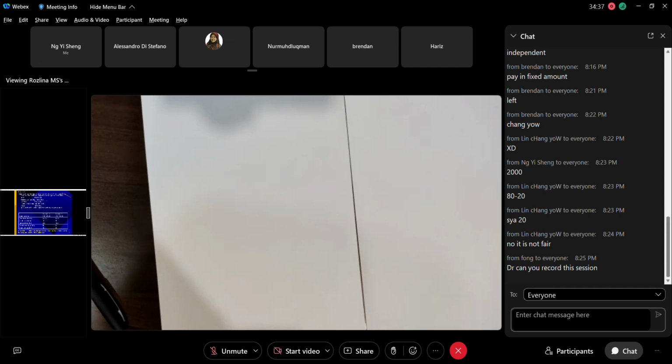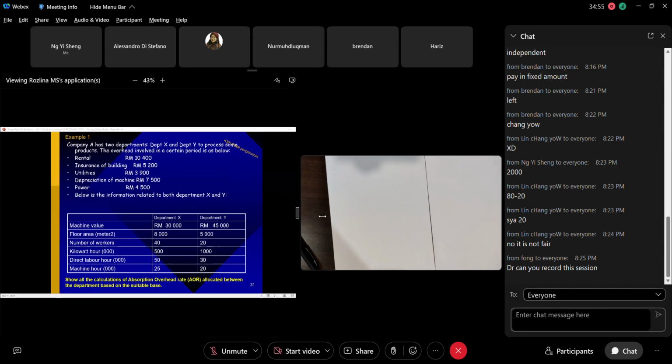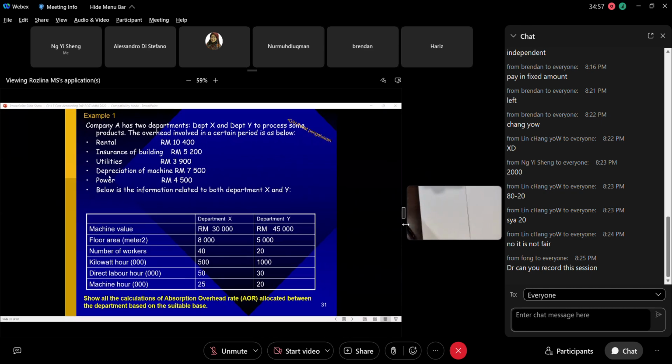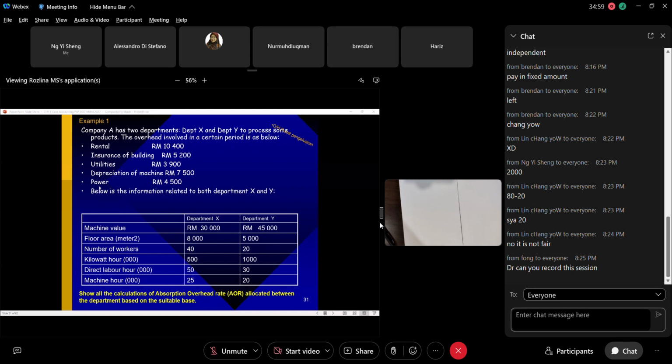Okay, read the question first. It is about company A. Company A has two departments, Department X and Department Y. To process some products, the overhead involved in a certain period is as below. Okay, you have rental, insurance, utilities, depreciation of machine, this is about the susut nilai. In financial accounting, you will learn about this one. Power. Below is the information related to both Department X and Y.